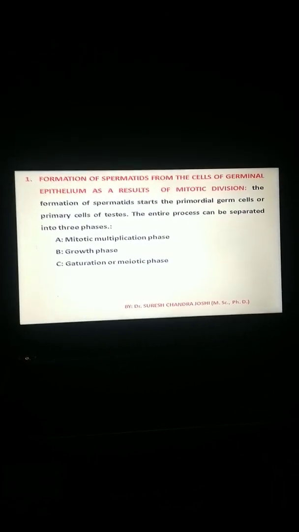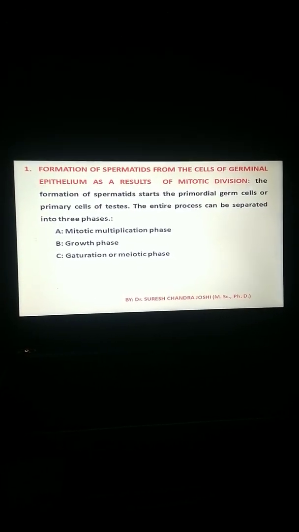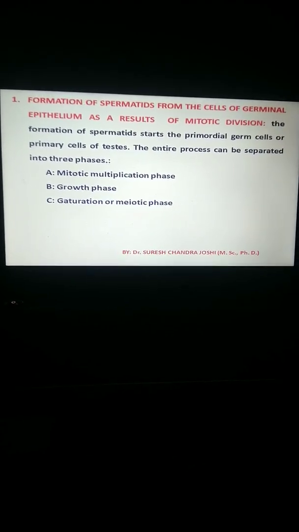Spermatogenesis, number one: formation of spermatids from the cells of the germinal epithelium as a result of mitotic division. In this phase, it is mainly separated into three phases. Number one, mitotic multiplication phase. Number two, growth phase. Number three, maturation or meiotic phase.